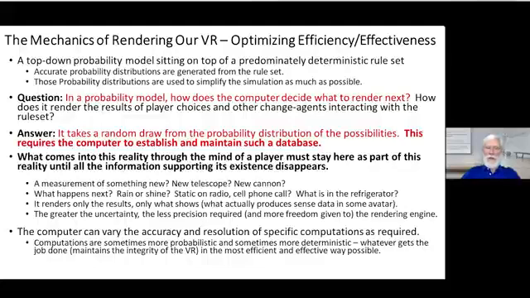So what comes into this reality through the mind of a player has to stay here as part of this reality until all the information supporting its existence disappears. Okay, so what does that mean? Well, let me give you an example. There's a physicist who has a new telescope, can see further into space than any telescope has ever seen before. What he's going to see, no one will ever see. So what happens is there's probably 10,000 things that could be in that piece of space he's going to look at.